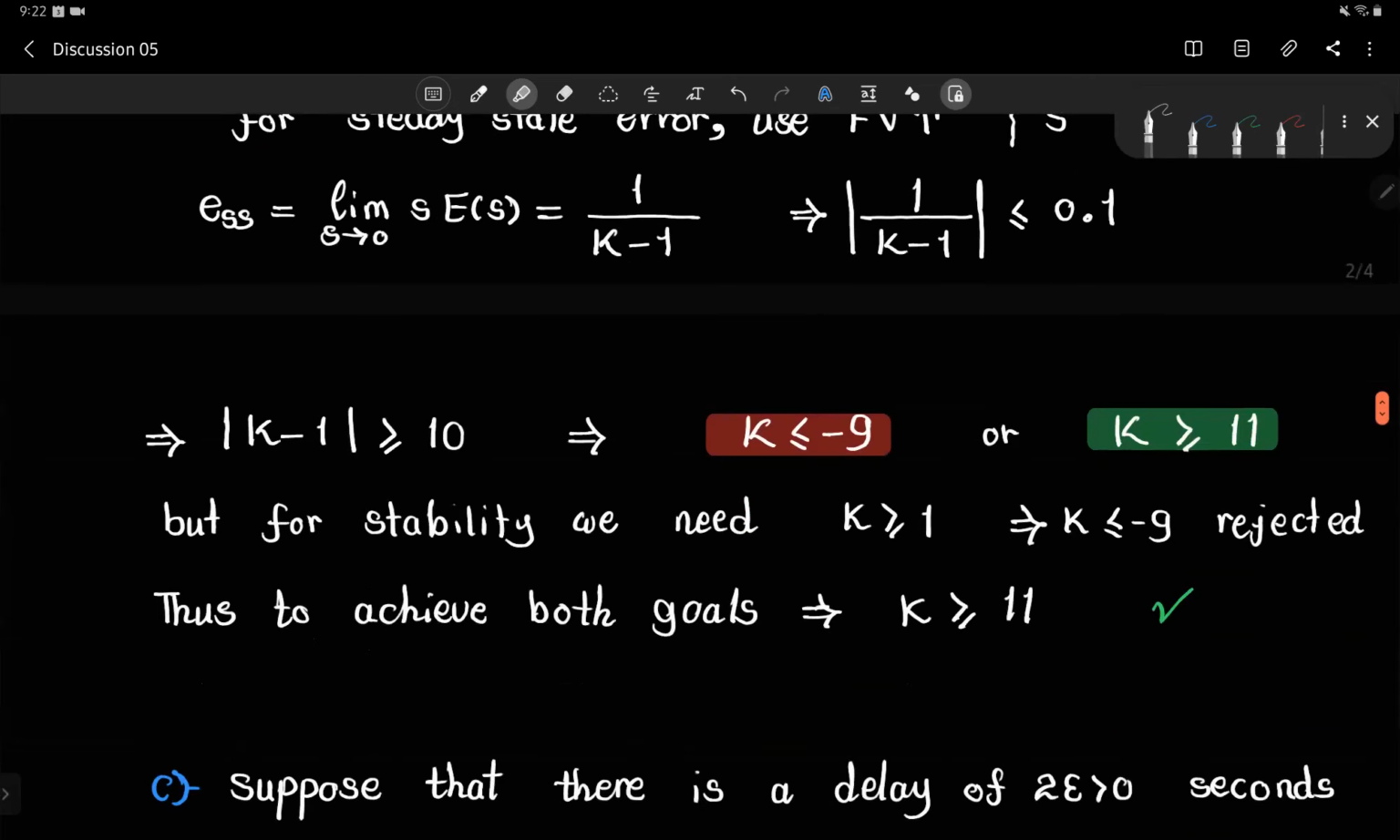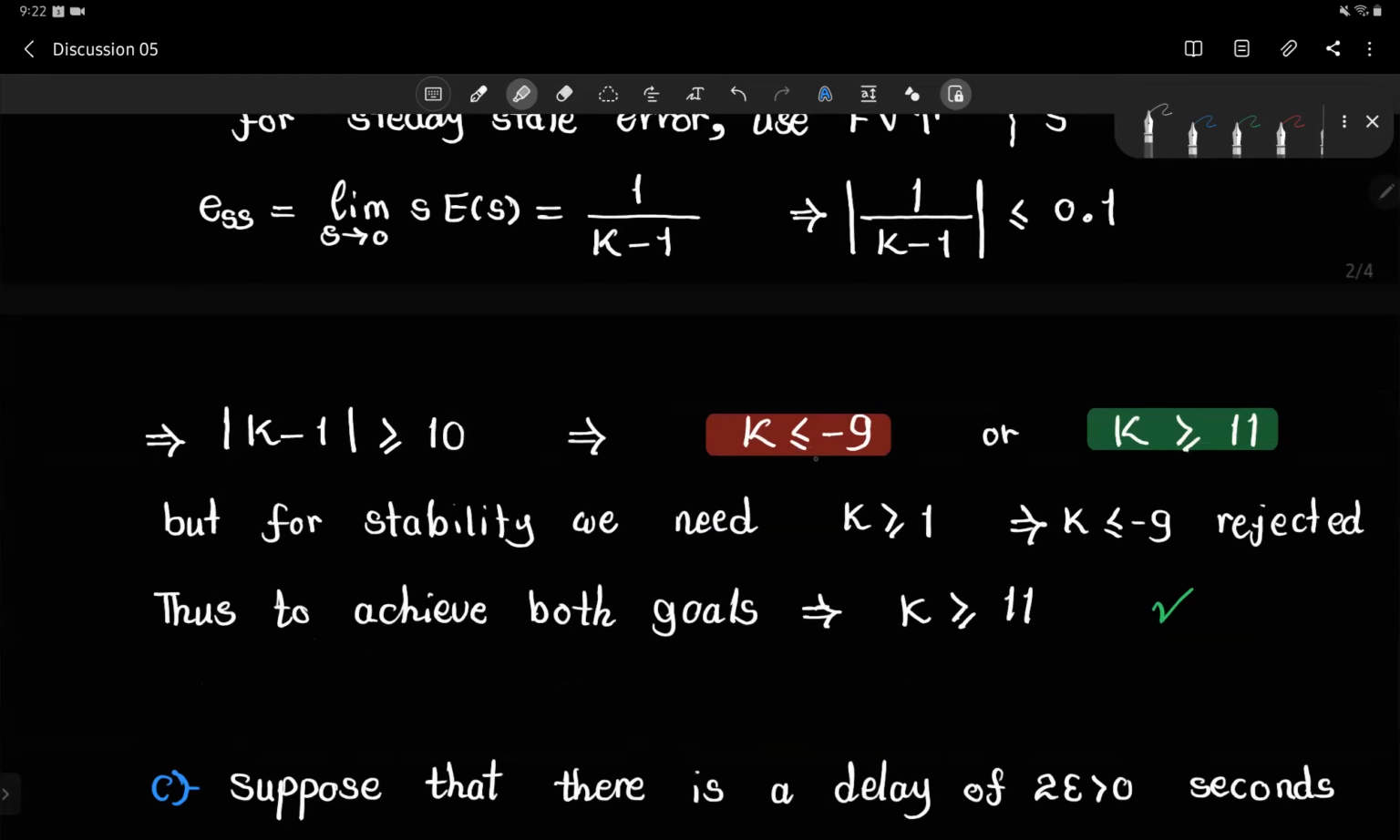So the absolute value implies that k is bigger, and then we get two solutions: either k is bigger than or equal to 11, or k is less than or equal to -9, right? But we already found that for stability, we need k to be bigger than 1, right?